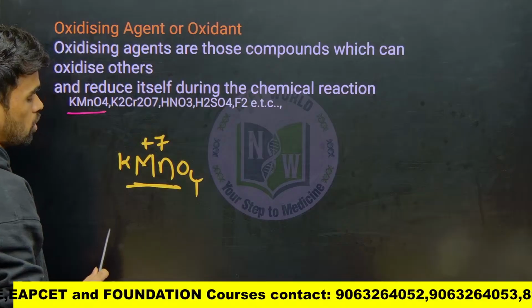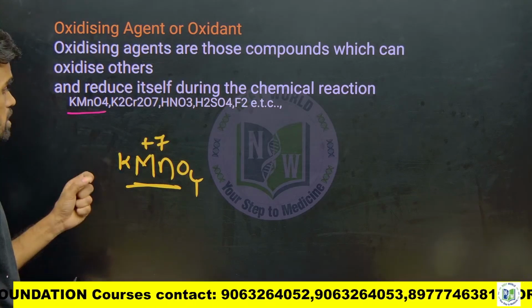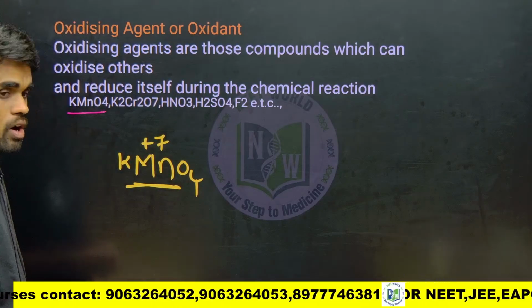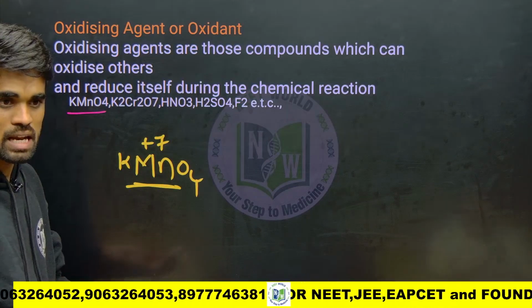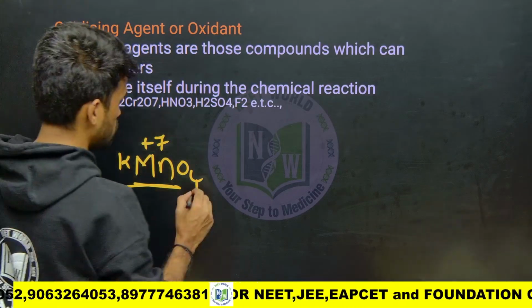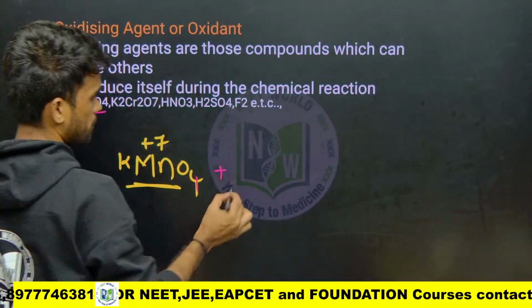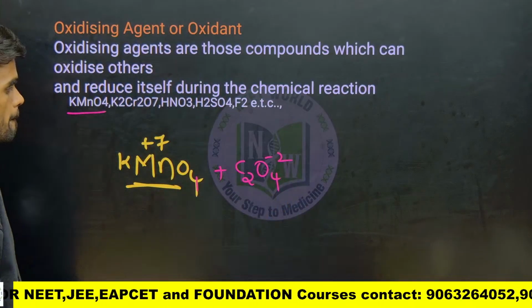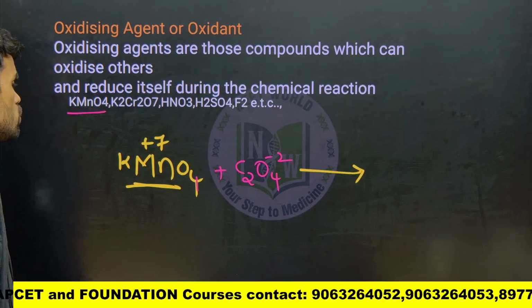Now I just wanted to ask one more question. What is the maximum oxidation state possible for manganese? How can you find that? Just find the valence electrons, that's it. So you will get +7.